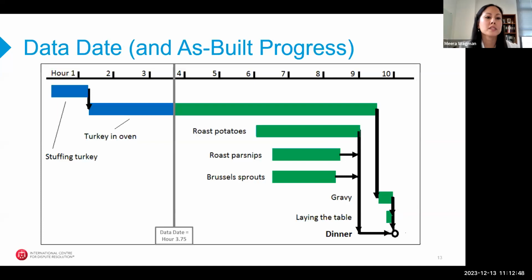Next. So we're taking our first status at hour 3.75. That would be our data date. The turkey is in the oven, went in on time, and is cooking. The oven temperature is going great, and dinner is still on schedule for hour 10.